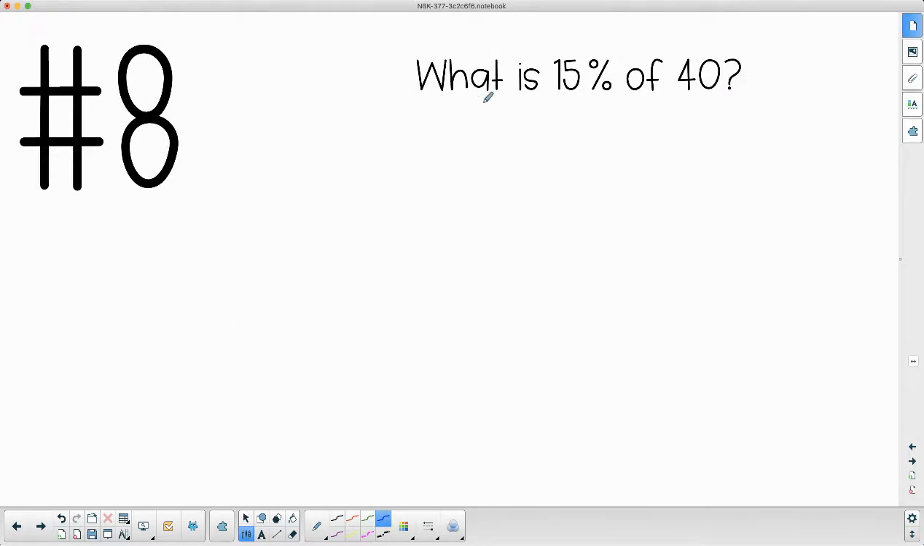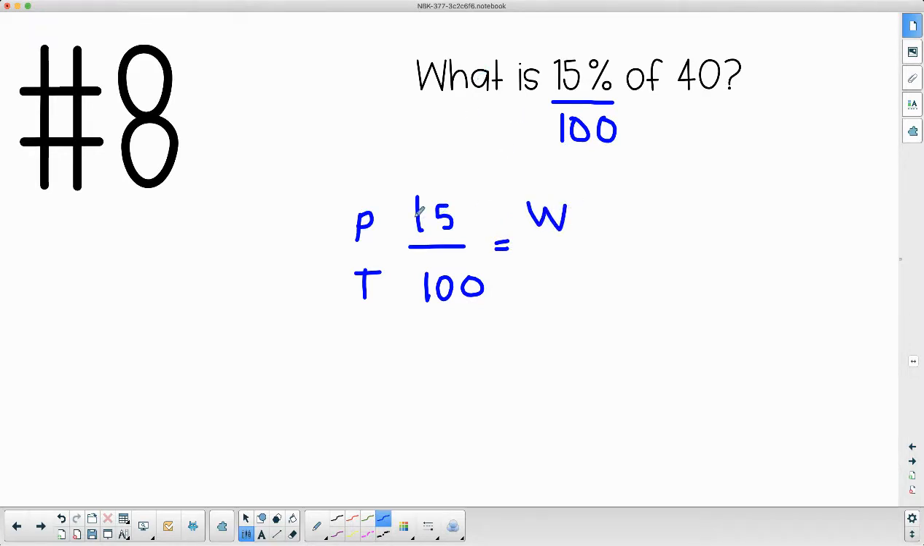Okay, number 8 asks, what is 15% of 40? So here we have percent, so 15 out of 100 always. So we're going to set up that problem with our part on the top, our total on the bottom. So we've got 15% of 40. And we're looking for what number is 15%. These ones go together. Our totals go on the bottom.